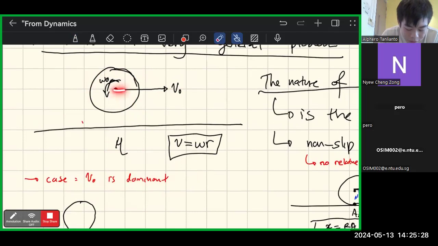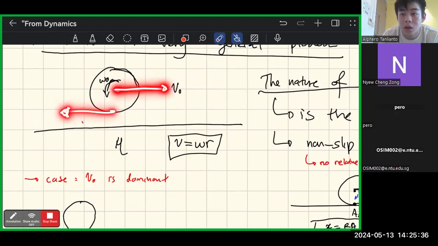Because there's a friction here, the friction is going to reduce this V naught. If they reduce the V naught, it's going to be like this. And the friction here will rotate this omega naught. It will change this omega naught into this direction.